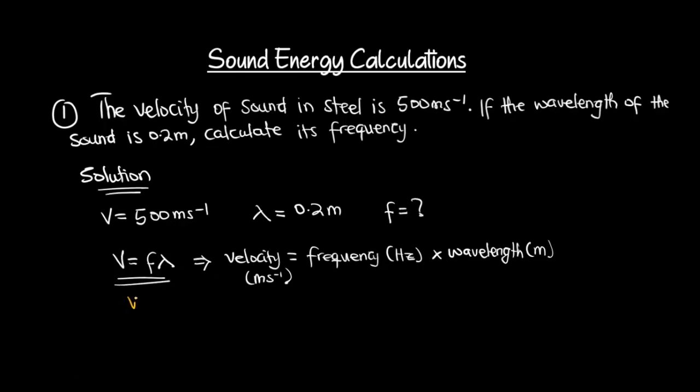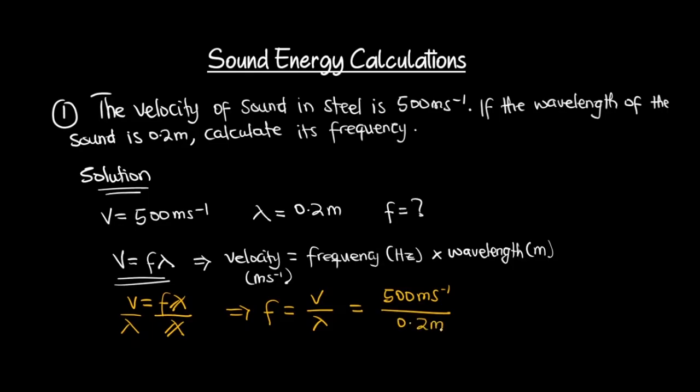So to do that, if velocity is equal to frequency multiplied by wavelength, and we want the frequency, we just need to divide both sides by the wavelength. Then they cancel each other out. So therefore, our frequency is equal to the velocity divided by the wavelength, and this will be equal to our velocity given to us over here, 500 meters per second, and then our wavelength is 0.2 meters.